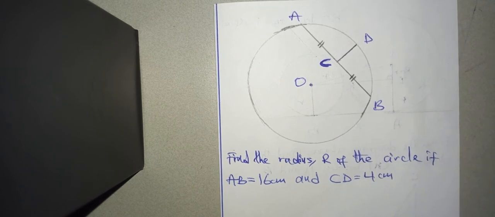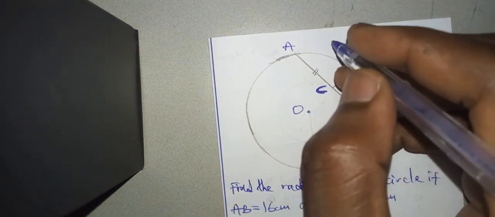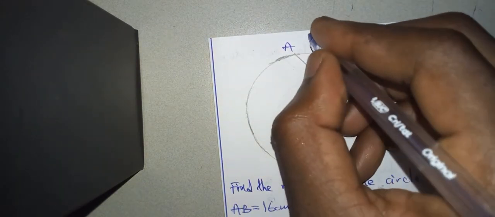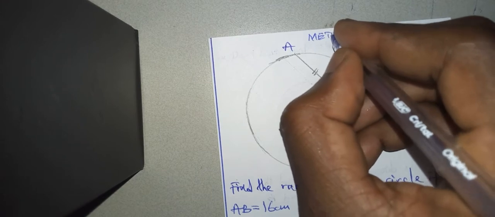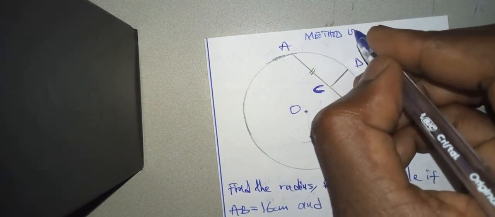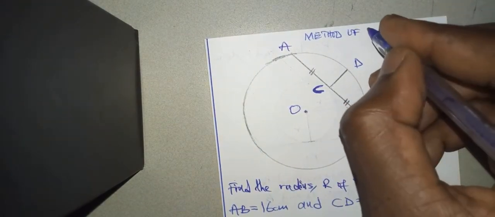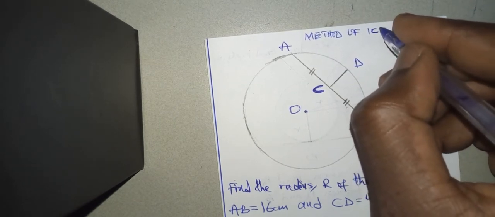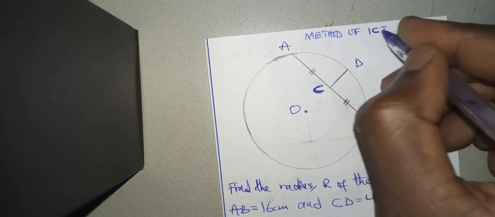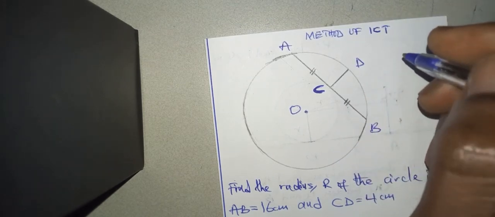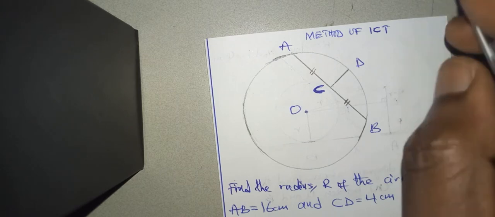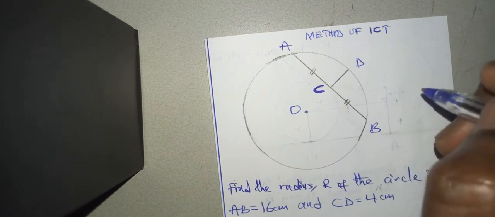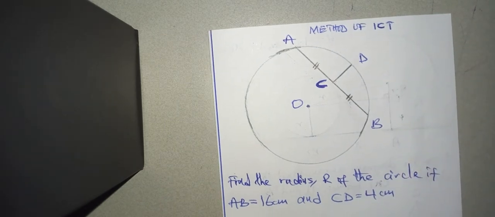Now let me call this the first method. So I will say method of intersecting chords theorem, ICT, intersecting chords theorem. Now those of you who don't know this, you may want to check my lectures and go through the intersecting chords theorem. Okay, so I'm going to use that.